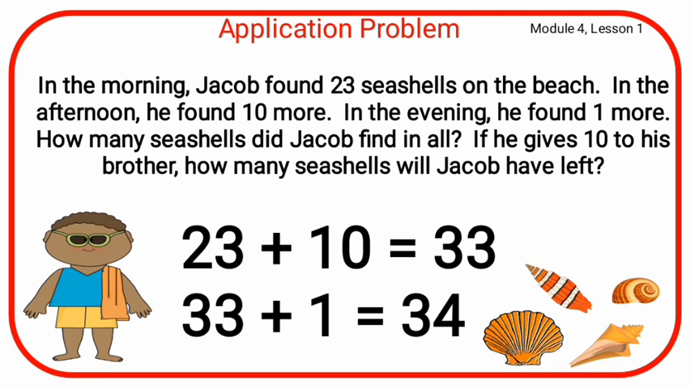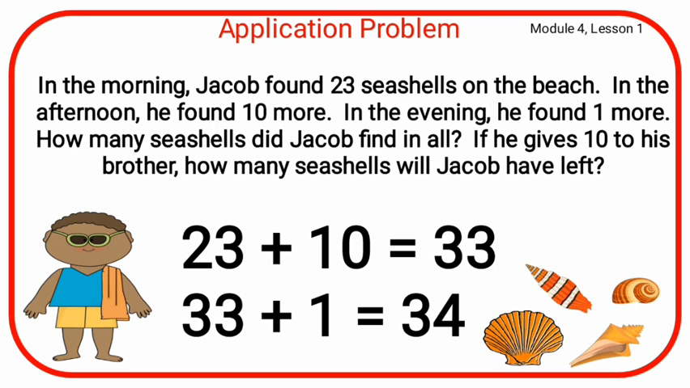Jacob found 23 seashells, that's 23. In the afternoon, he found 10 more, that's 23 plus 10. And equal to what? 33. In the evening, he found 1 more. We have to add that 1 also. So that's 33 plus 1. And it gives us what? 34. So, for the question, how many seashells did Jacob find in all? Jacob found 34 seashells in all.